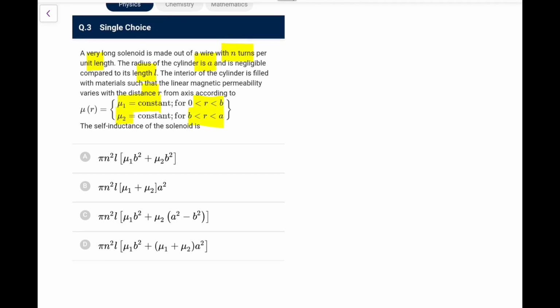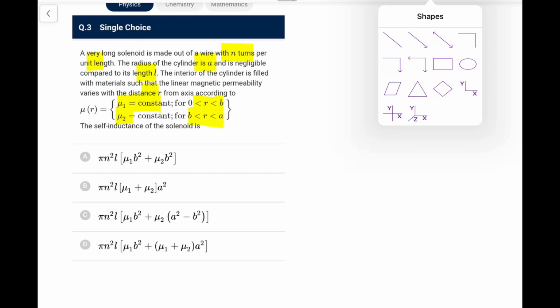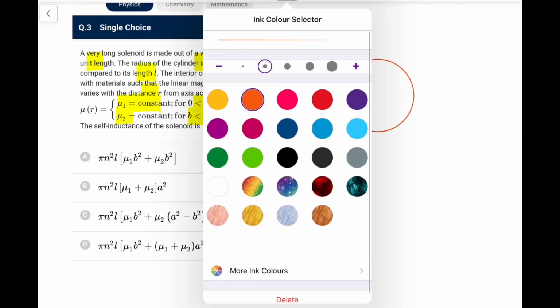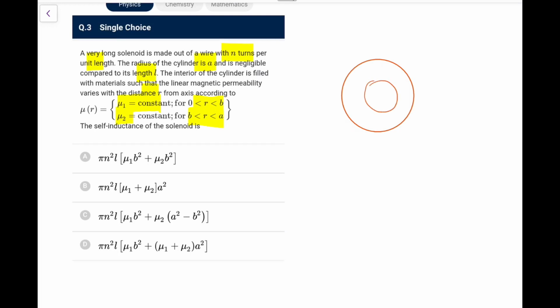Okay, the self inductances. If I draw this as the solenoid's cross section, this is B-tilde, one material, and this is B-tilde 2, the second material. Both will be in series, and if I remember the formula for inductance for an air-filled solenoid, it was mu naught n square A by L.